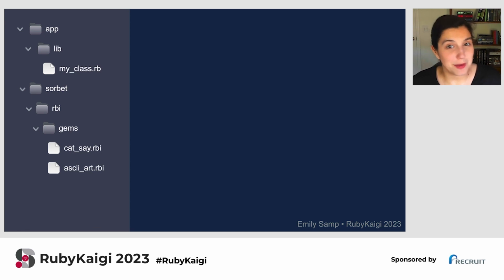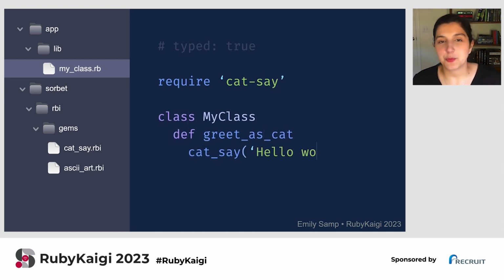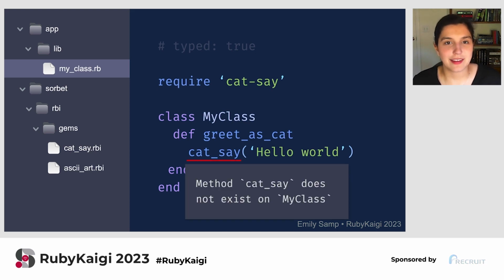This becomes a problem if we try to use the cat-say gem in our application. Let's say we want to write a method in our application called greetAsCat. It prints a cat saying hello world. If we try to call the cat-say method on the root scope, Sorbet is going to complain saying, method cat-say does not exist on my class.